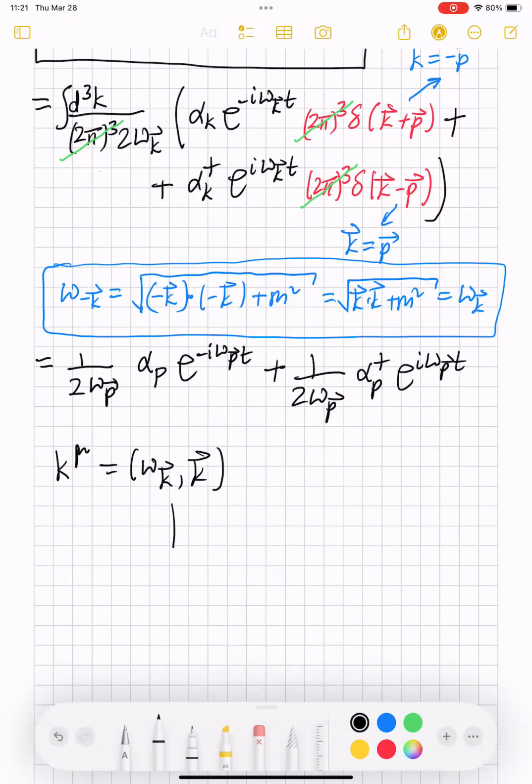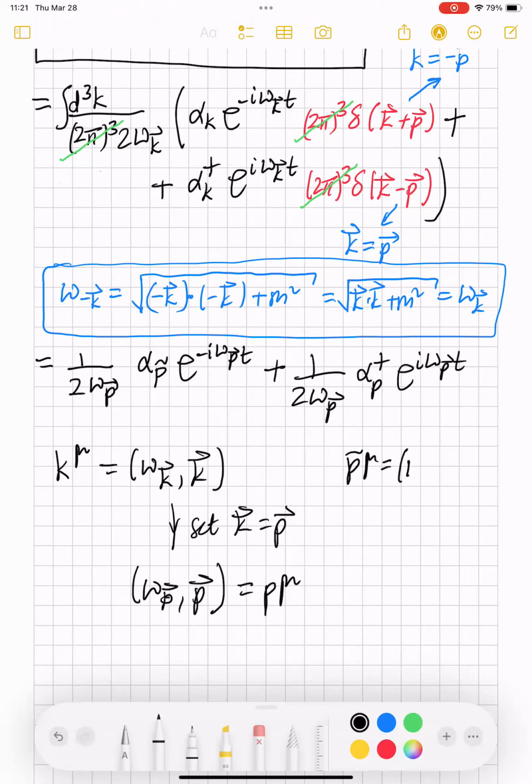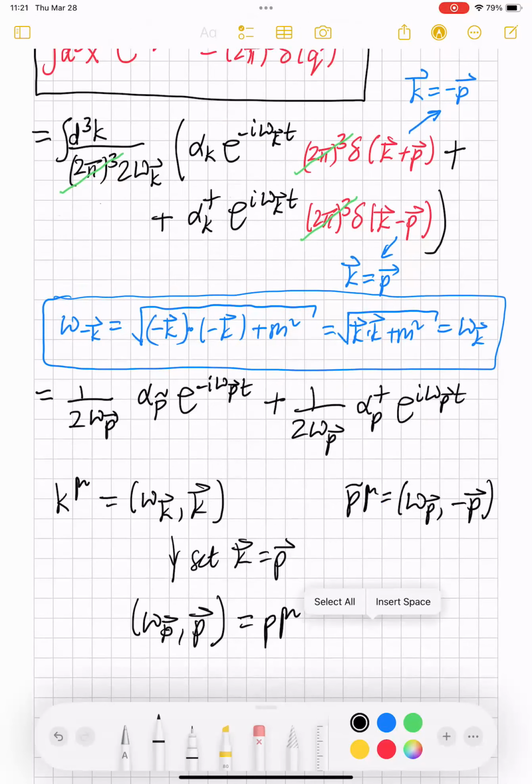But if you set k equal to p, well, what does this become? This becomes omega p, comma, spatial p. Okay. I should be a little bit careful. In the first term, I set spatial k equal to minus p. So let me put a tilde on this alpha. I'll leave that one normal. So p mu is omega p comma p. P tilde mu is equal to omega p comma minus p. And I need that because in the first term, the term with the annihilation operator, I actually set spatial k equal to minus p. Good. So this is the answer that I've obtained for doing this integral. Good. We'll continue in a moment.